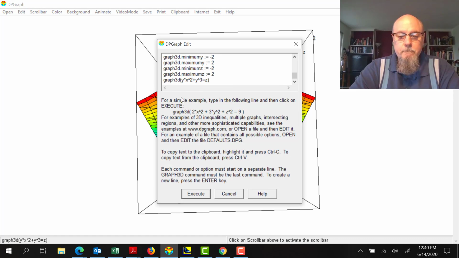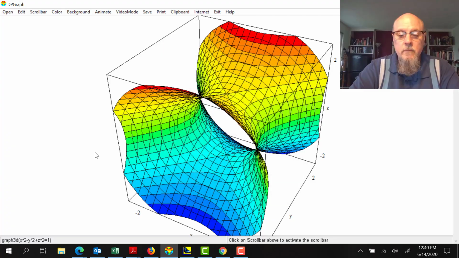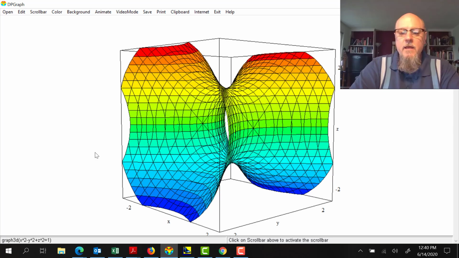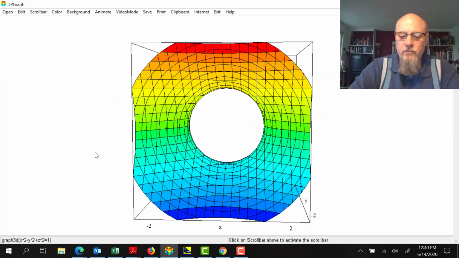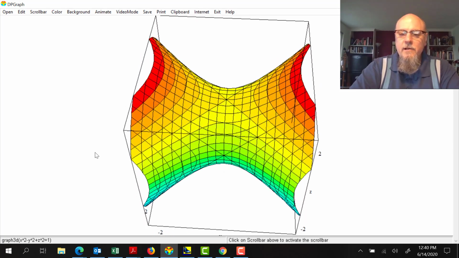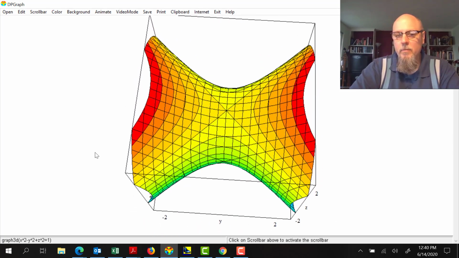So x squared minus y squared plus z squared equals 1. There it is, as we thought. Take slices in this direction, it's a circle. Take slices in this direction, it's a hyperbola. Slices in this direction, it's a hyperbola.